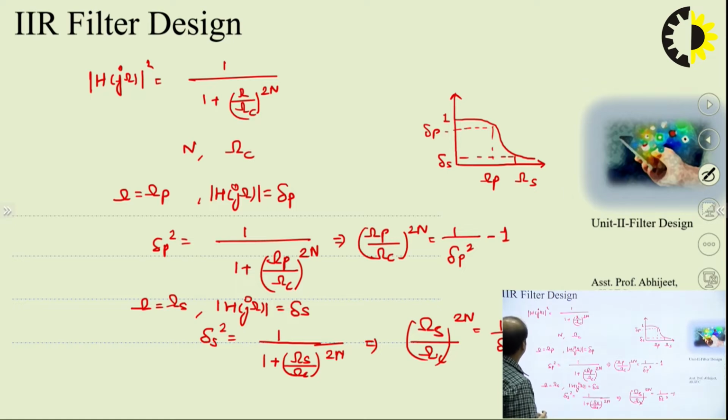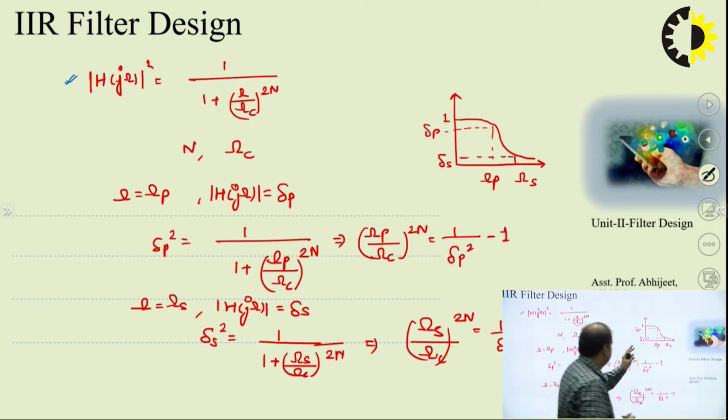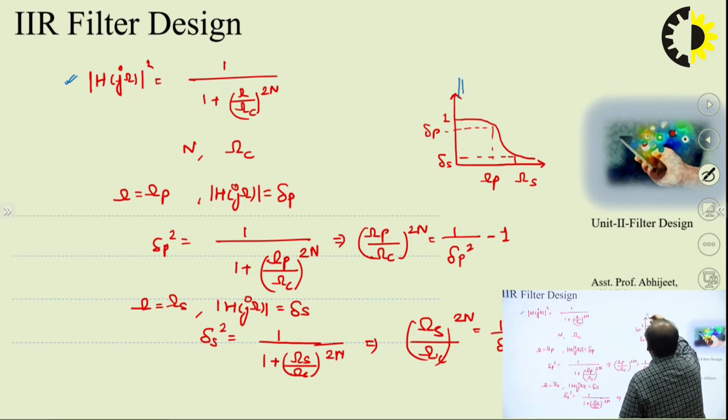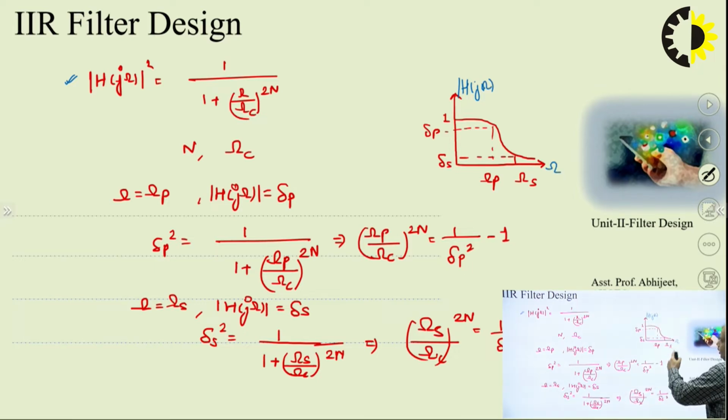Our basic relationship of frequency transformation is that mod H of j omega square is equal to 1 divided by 1 plus (omega upon omega c) raised to the power 2n. So what we require is n and omega c. For that I can use this information, because this is nothing else but mod H of j omega with respect to omega. At omega p, the transfer function's magnitude becomes del p. Similarly at omega s, it becomes del s.